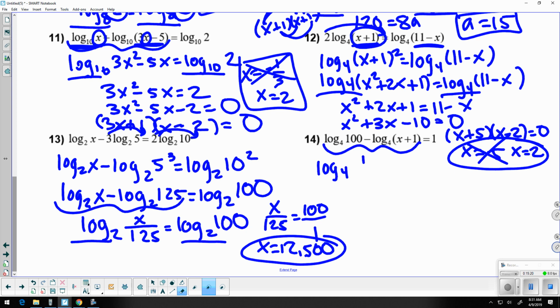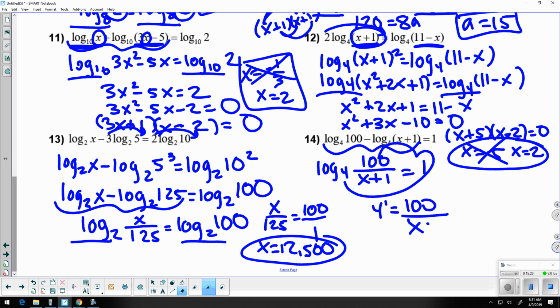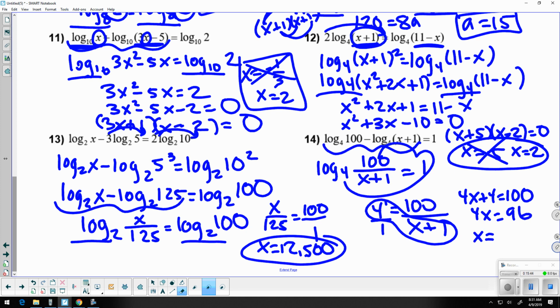Okay, and the very last one, again, combine these two logs to be 1 by division. There's a minus sign, so that'd be 100 over x plus 1. Next thing, swooping it around, I'm saying 4 to the first power equals 100 over x plus 1. To solve it from here, I'm going to throw the 4 over 1 and then just simply cross multiply. So 4 times x plus 1 is 4x plus 4 equals 100. Subtracting 4 makes that 96. And then dividing both sides by 4. Let's see, 4 goes into 9 twice, minus 8, so that'd be 16, so that should be 24 as my solution.